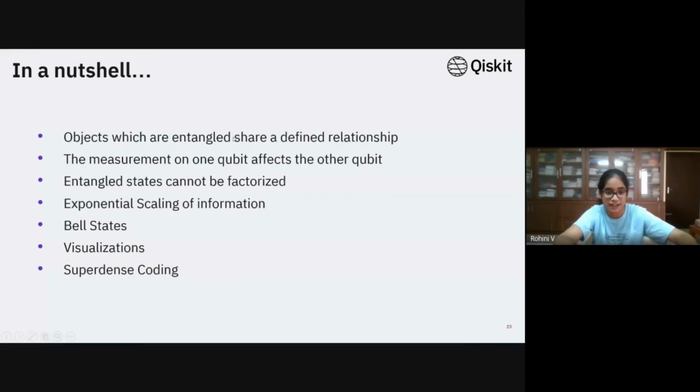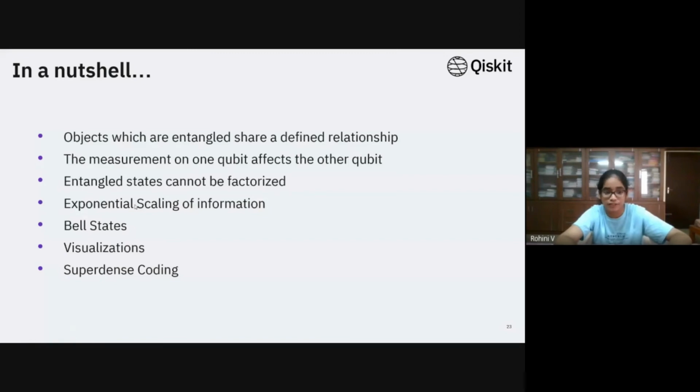Objects which are entangled share a defined relationship. I told you the story, right? Miss Same, Miss Opposite, and the distance between them and me, and the tea or cold coffee you're going to order. The measurement on one qubit affects the other qubit. We saw it with a mathematical example: when we measured Q0 for the entangled state, it did affect Q1.